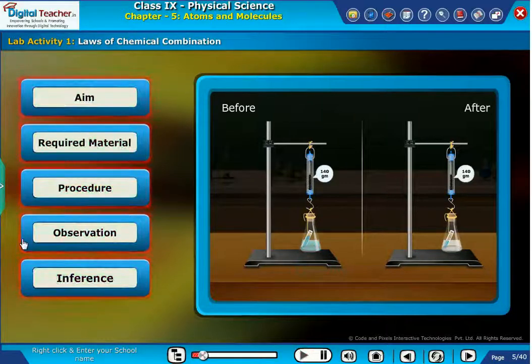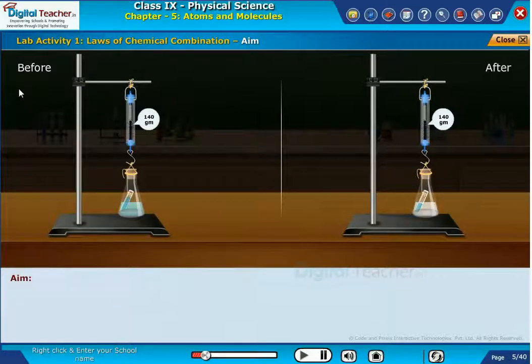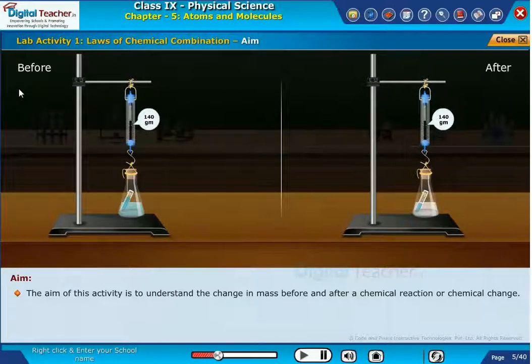Let us start our learning by doing a lab activity to see what will happen to weight of reactants and products during a reaction. Click each tab to know more. The aim of this activity is to understand the change in mass before and after a chemical reaction or chemical change.